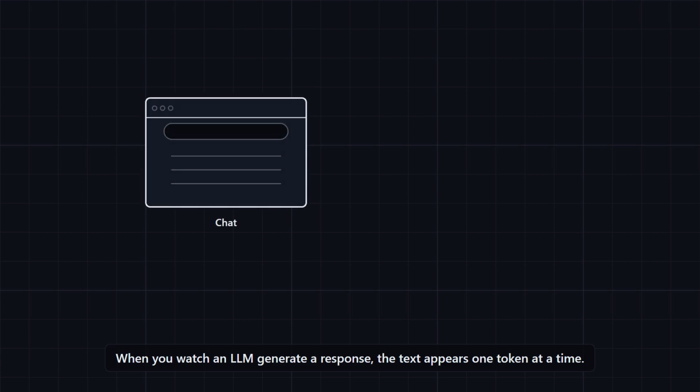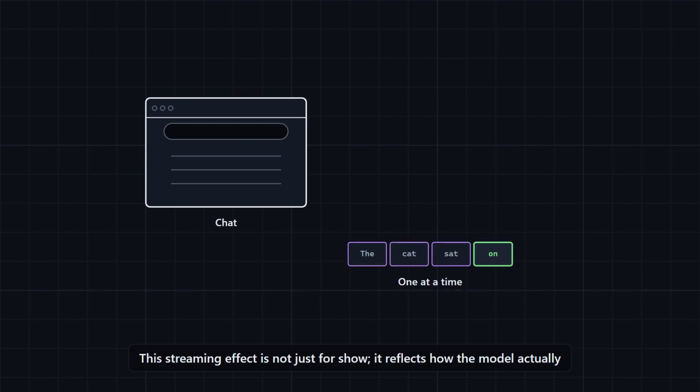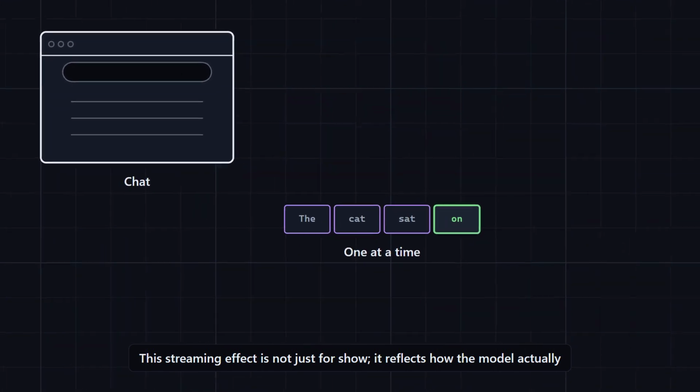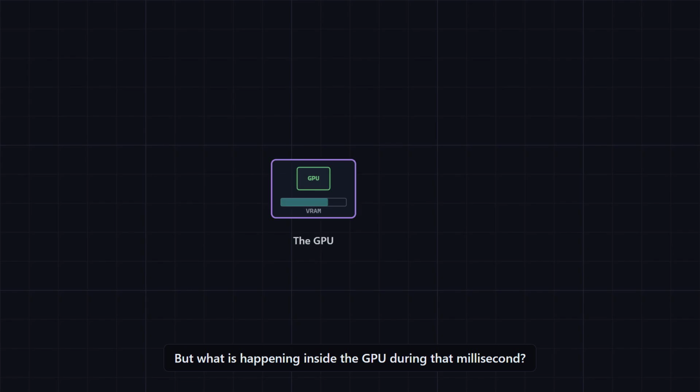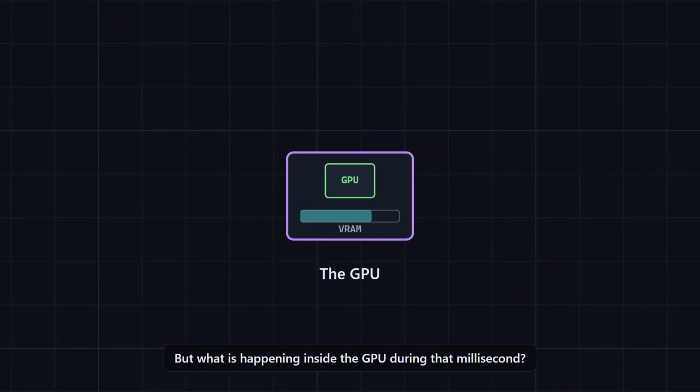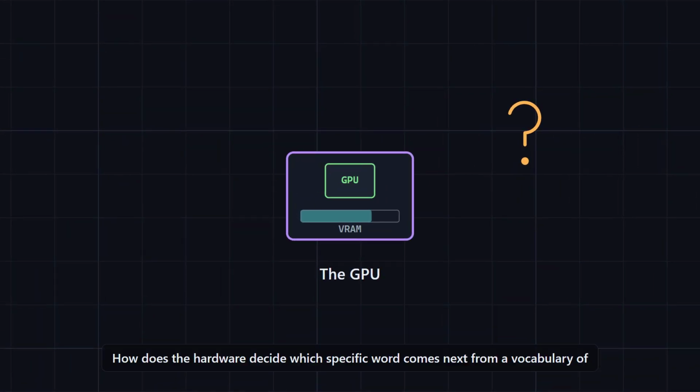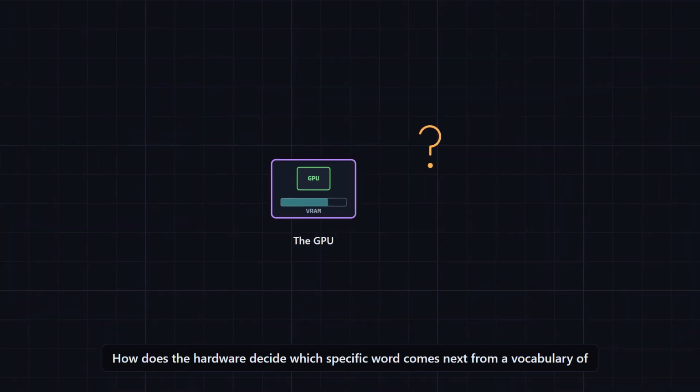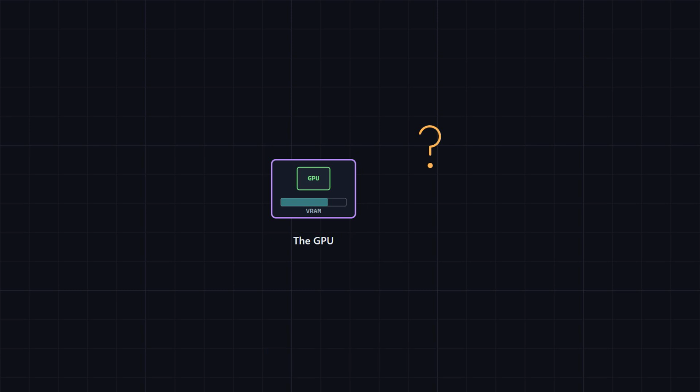When you watch an LLM generate a response, the text appears one token at a time. This streaming effect is not just for show, it reflects how the model actually works. But what is happening inside the GPU during that millisecond? How does the hardware decide which specific word comes next from a vocabulary of thousands of possibilities?